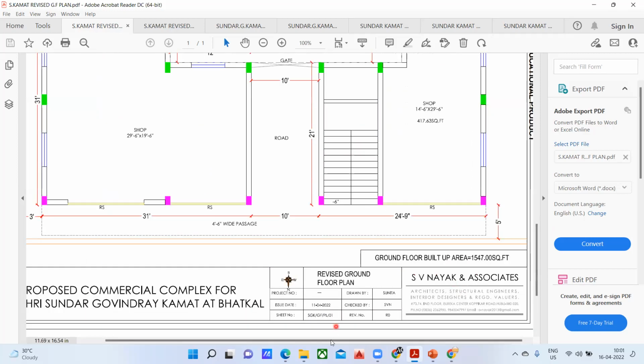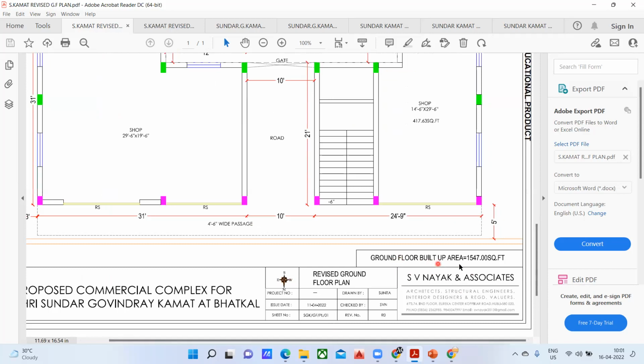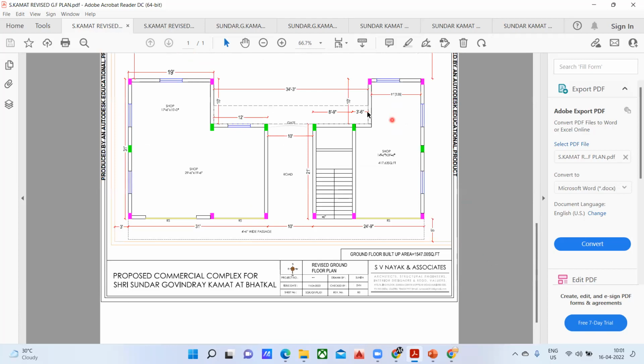Now you can see something is written here. Ground floor built up area is 1547 square feet. So this is the total square feet. How many square feet is your total building? That is the built up area. They mentioned it here.